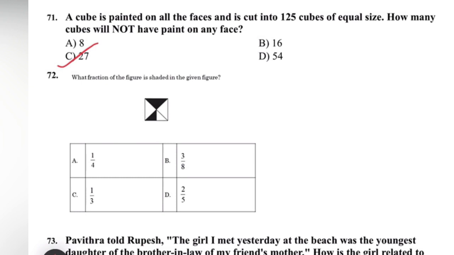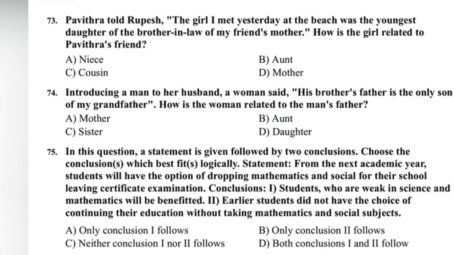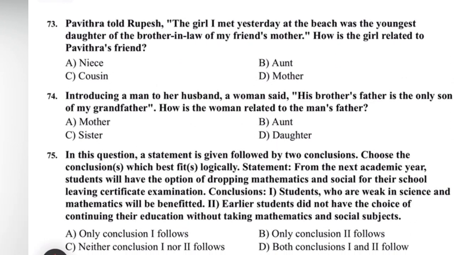Question number 72. What fraction of the figure is shaded in the given figure? So what's the answer, students? The answer is option B, 3 by 8. Coming to the next question.